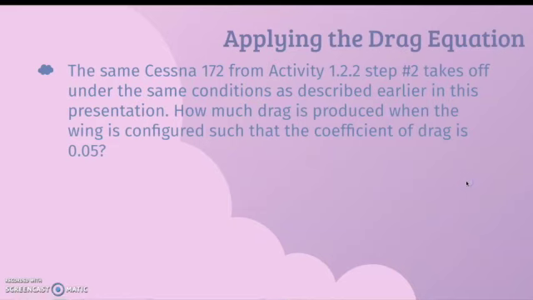So let's take a look at applying the drag equation. Let's say that the same Cessna 172 from activity 122 step number 2 takes off under the same conditions as described earlier in this presentation. How much drag is produced when the wing is configured such that the coefficient of drag is 0.05? You should be able to look at the math that you did for the sample problem earlier to be able to plug in the same variables to be able to complete this problem. Take a moment to do so.